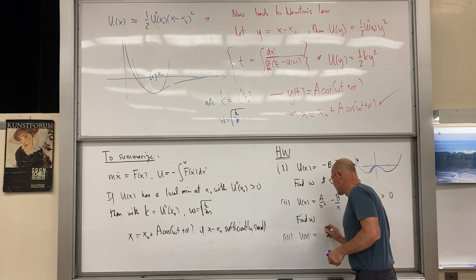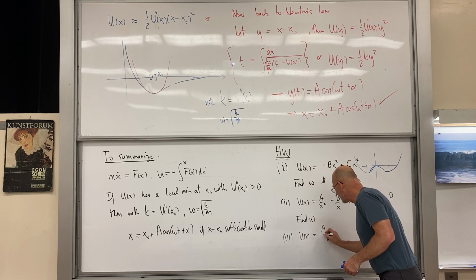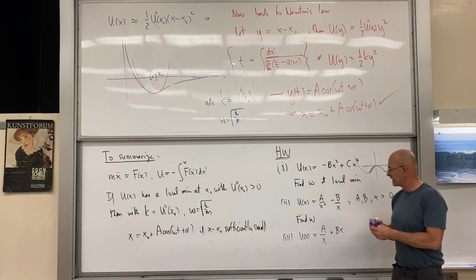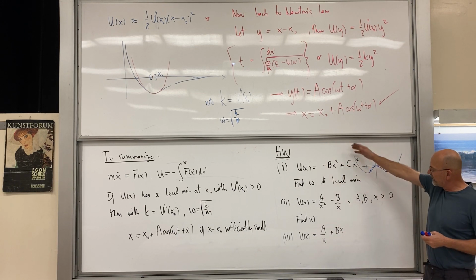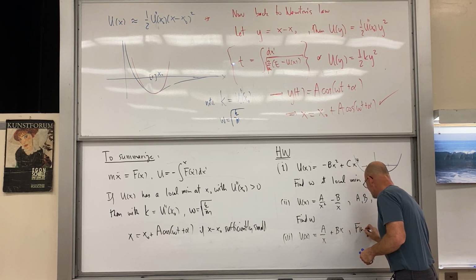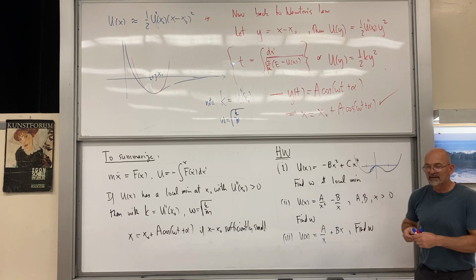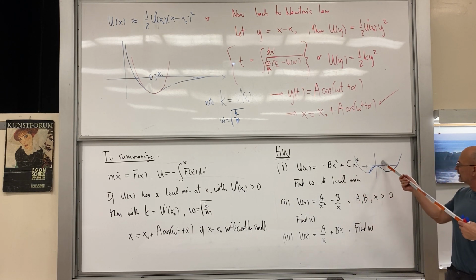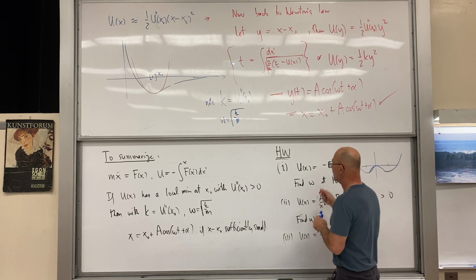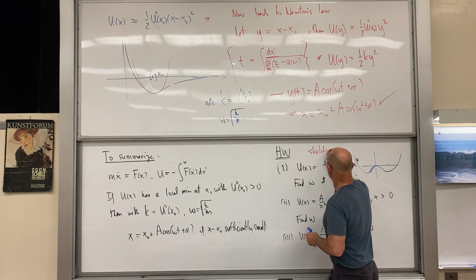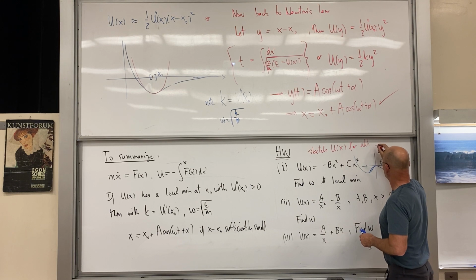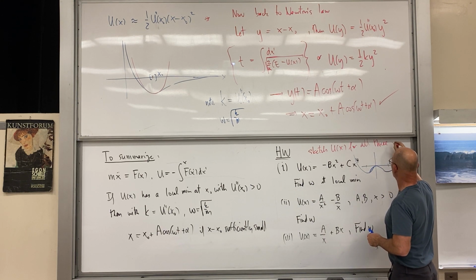And we'll do a third one. U of x equals a over x plus b times x. And I should say, for all three of these, again, find omega, the local minimum. For all three of them, you always want to graph the thing first. Just sketch a graph for all three. Sketch U of x for all three of these.